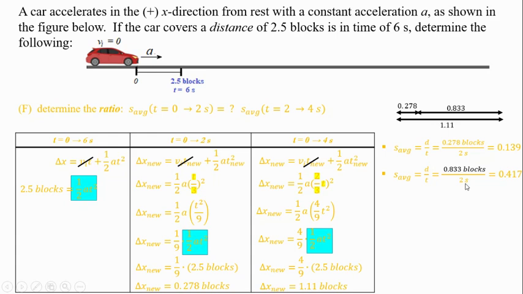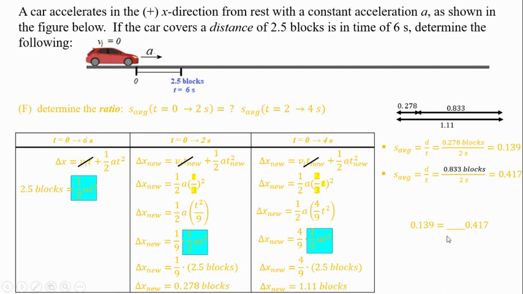The time interval for this particular scenario happens to be 2 because it's from 2 to 4 seconds. So it's important that you understand where to start a problem rather than just finding values and not knowing how to interpret these values, okay? All right, so here we have our values. We have two answers, 0.139, we have 0.417.